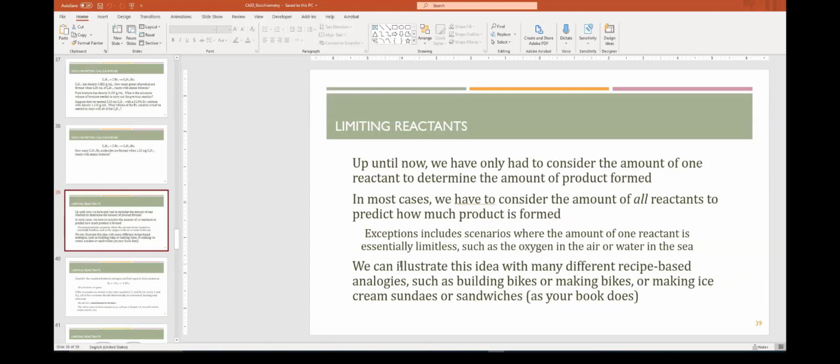I know in Chem 120, the way I do it is by talking about ice cream sundaes. I say that you need this many scoops of ice cream for a sundae and this much chocolate and this many cherries. And it doesn't matter if you have 13 cherries. If you only have enough ice cream scoops to build 4 sundaes, that's what you're going to get, if that makes sense, right? You ultimately run out of one of the substances that you need.